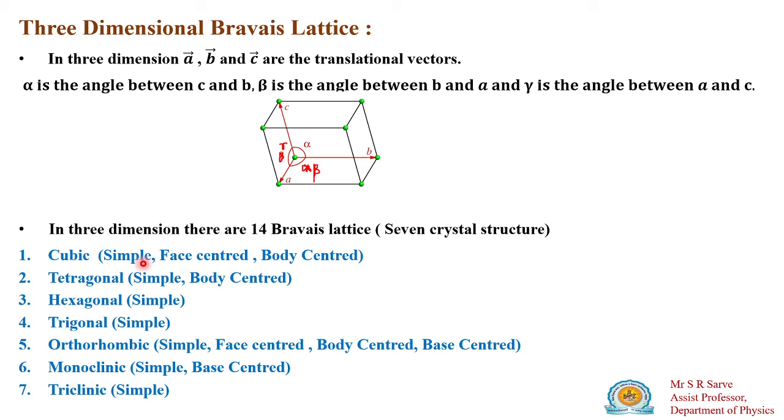Simple means all lattice points are at the corners. If all lattice points are at the corners and at the center of each face, then it is face centered. If all lattice points are at the corners and one lattice point is inside the body, then it is body centered, or center of the body. And if all lattice points are at the corners and lattice points are situated at the base center, lower base and upper base, it is base centered. We are going to learn these now in detail.